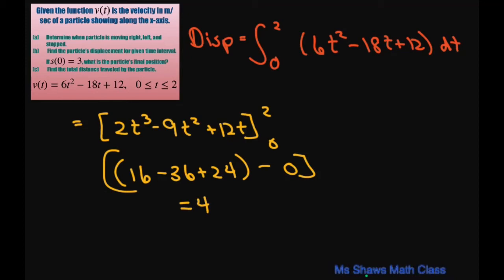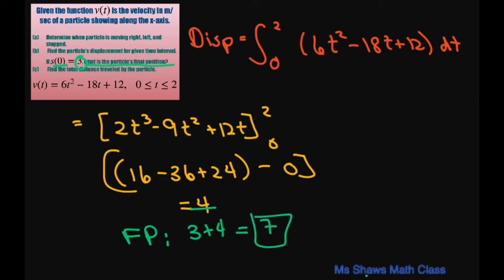So the final displacement, or the final position, you're starting at 3 initially, and we add the 4. So our final position is going to be at 7.